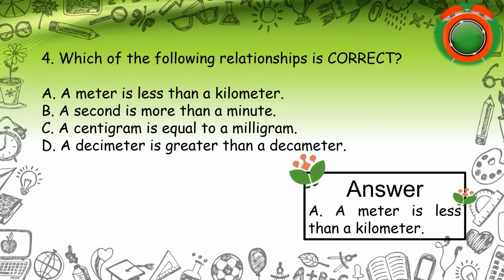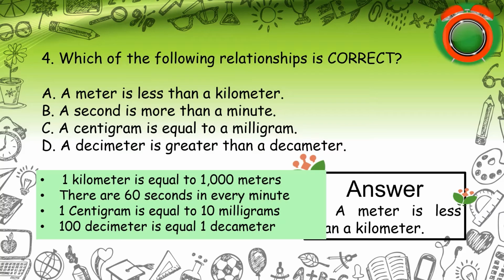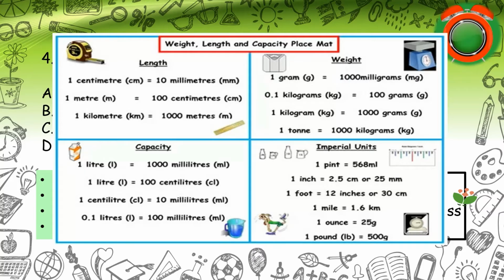The correct answer is A. A meter is less than a kilometer. In the conversion table, 1 kilometer is equal to 1,000 meters. So a meter is smaller than a kilometer. And there are 60 seconds in every minute. 1 centigram is equal to 10 milligrams. And for this kind of question, it will always be good if you are familiar with the conversion table. The length, weight, capacity, and imperial units. I assure you, 1 or 2 questions will come out from this information.